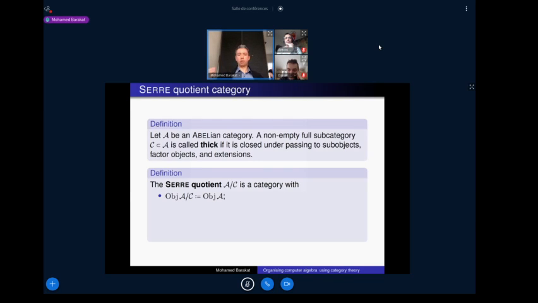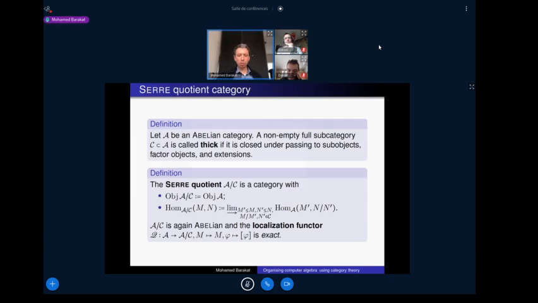So this is, again, a category constructor. And the nice thing is you just copy the objects. And the set of morphisms is a bit more complicated. It's given by this co-limit. Maybe you don't understand what this means, and let me show you on the next slide. But first of all, we know that A mod C is again abelian, and this localization functor, which sends every object to itself and every morphism to its class, is an exact functor.